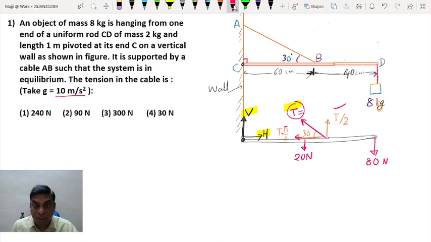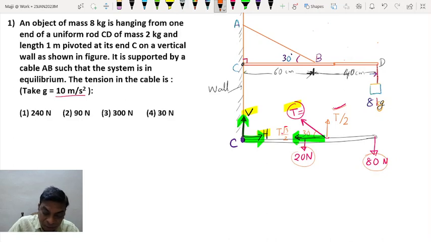Since we are interested only in calculating T, let us take the moment of the body about this point C and apply the condition of rotational equilibrium, that is, clockwise moments equal to anti-clockwise moments. When you calculate the moment, you don't have to calculate the moment of force due to the horizontal component of tension, the horizontal reaction at the hinge or the pivot, and the vertical reaction of the pivot. So we are left with what? The vertical component of tension and the two weights, that is, the weight of the rod and the weight of the 8 kg block.